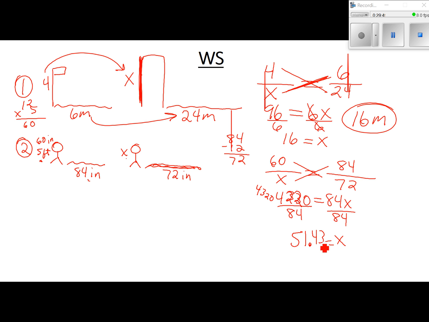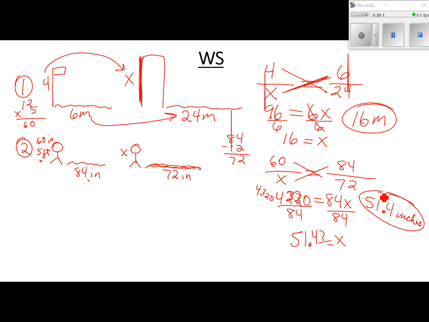And that's in inches. That's how tall our friend is in inches. If we wanted to change that into feet, then we would just divide this by 12. If you just wrote down 51.4 inches, that's not a real good answer because inches don't have decimals, they deal with fractions, but I would probably accept that as an answer.